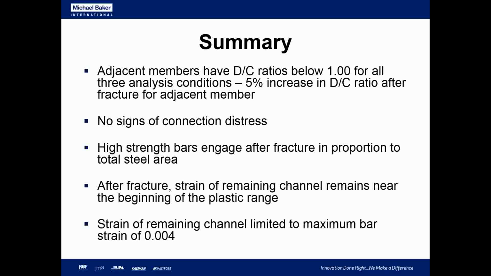Our conclusions as a result of doing this analysis were the force on the adjacent members does go up a little bit, but not much, just about a 5% increase in demand capacity. There were no signs of connection distress. Rivets didn't shear off. High strength bars did engage after fracture in proportion to their total steel area, and the strains of the remaining existing steel remain near the beginning of the plastic range after fracture, and the strains of the remaining channel couldn't be larger than the maximum high strength bar strain, which, as we saw in the A7 stress strain, is right near the beginning of the plastic range.